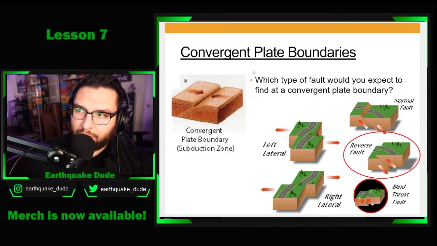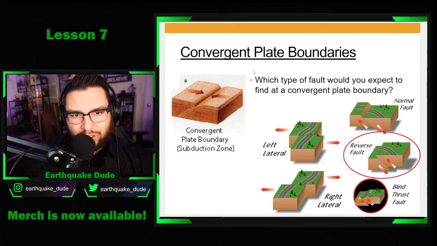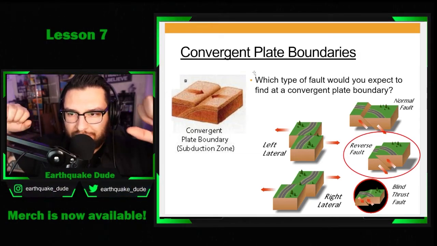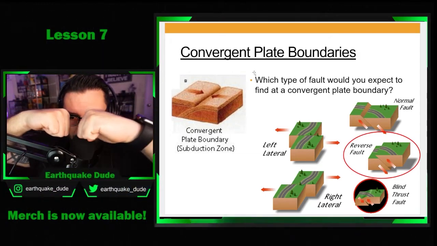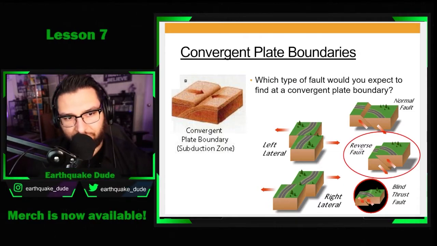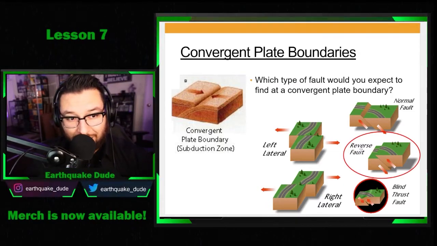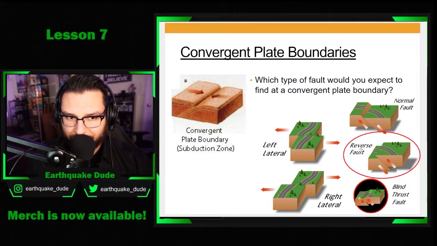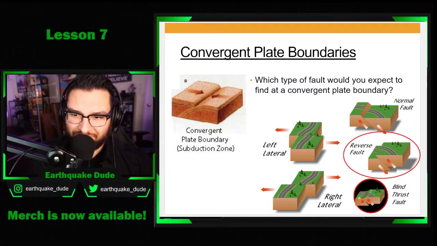Okay, so what type of fault would be associated with a convergent plate boundary? Remember, at convergent plate boundaries you have two plates crashing together, meaning you're compressing the region, in which case you get reverse faults, because reverse faults form from compressional stress like at a convergent plate boundary. So far so good, right?